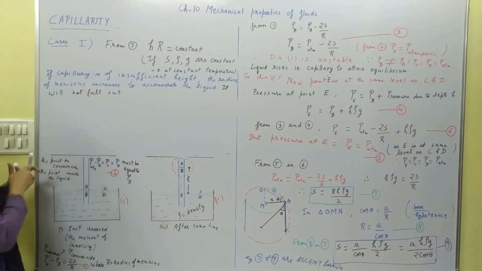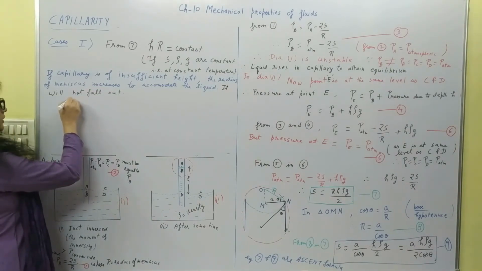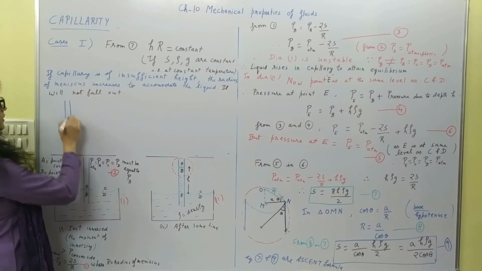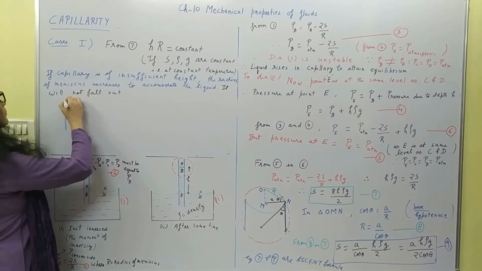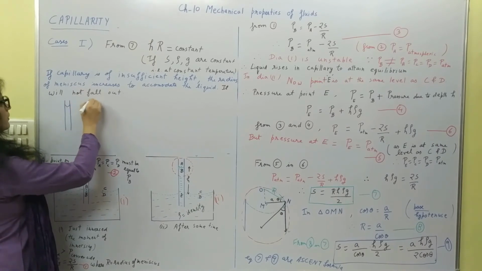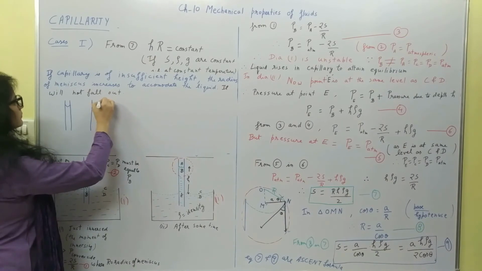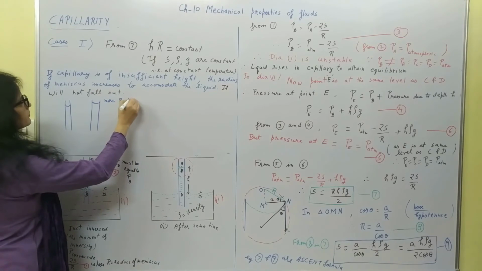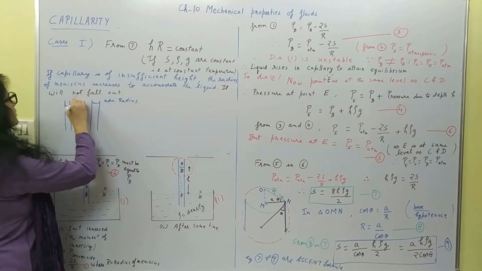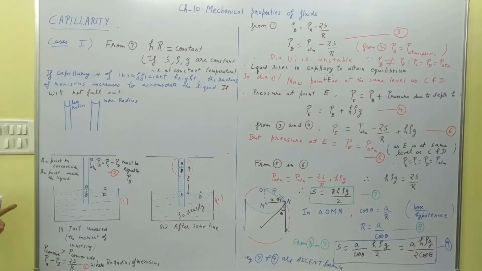What does that mean? I'll just draw a diagram over here. If this is the meniscus, if the height is insufficient, then the meniscus will be more radius. This is less radius, right? So this is the first case.